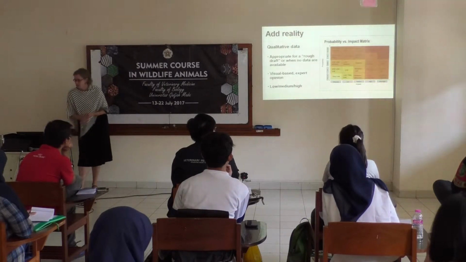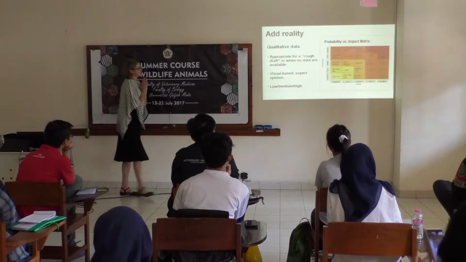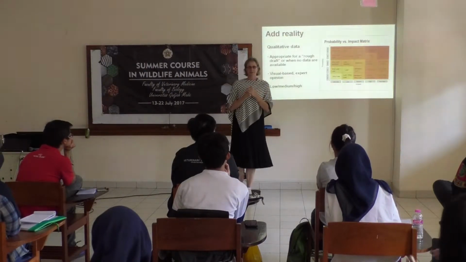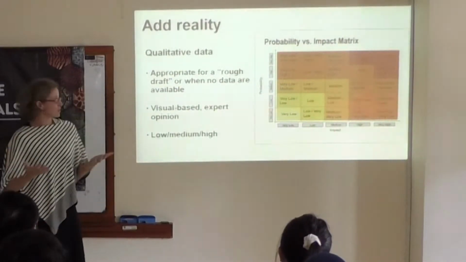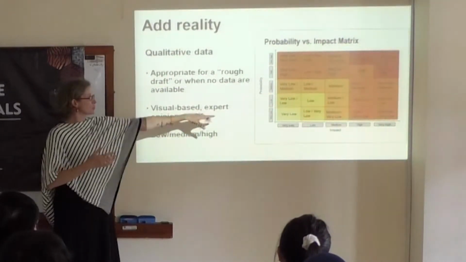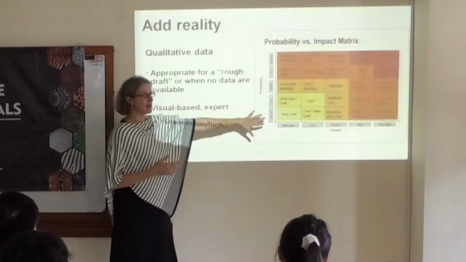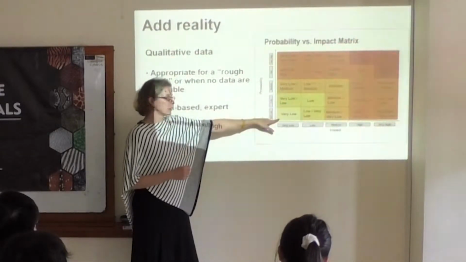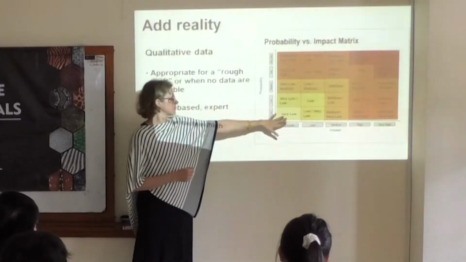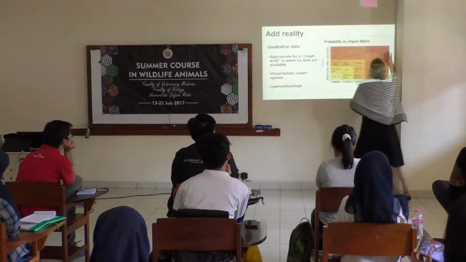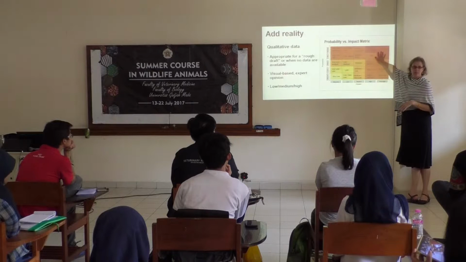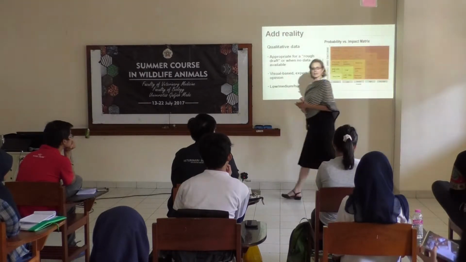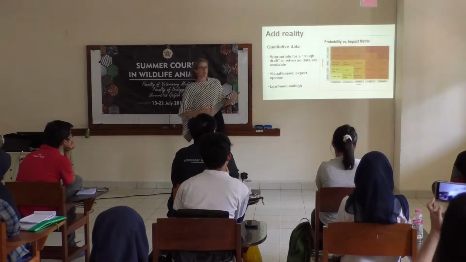So adding reality to your model, this is an example of qualitative data. It's appropriate for a rough draft of your model, or if you really don't have any numerical data available. And it can be visual. This is called a heat map. So you can use colors to show that, okay, very low risk here in the light yellow, all the way up to very high risk in the dark red. Okay, so that's a very quick way that somebody can look at this. It's not scary. Anybody can understand this.